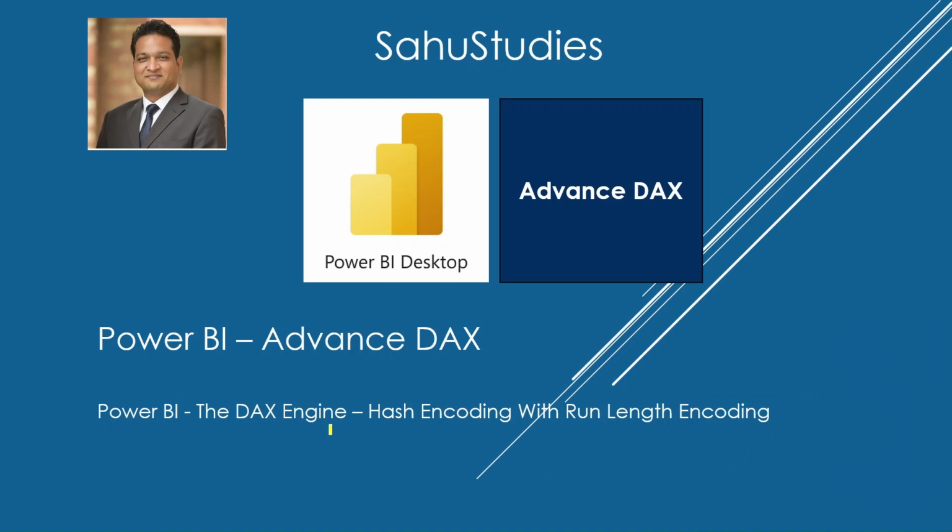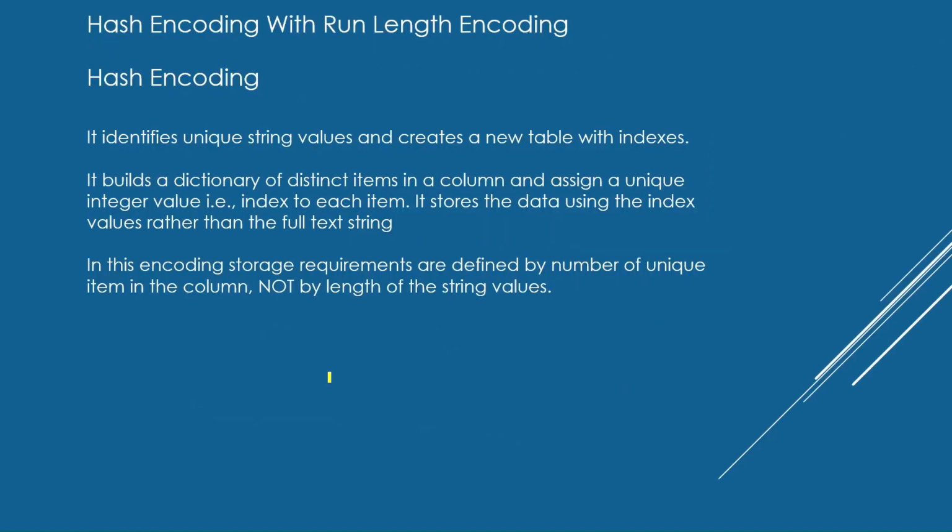In this video, we are going to discuss hash encoding with run length encoding in Power BI. So let's discuss what hash encoding is. It defines unique string values and creates a new table with indexes.